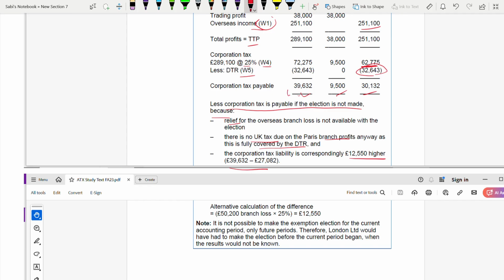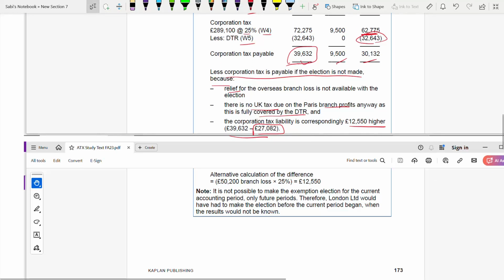It is 39,362 versus 27,082. That's much higher. So if you see this figure, there is also an alternative way you could get it. Alternative calculation is there, very easy. This is for your exam. In your exam you have to apply this. It's a very shortcut and time saving.